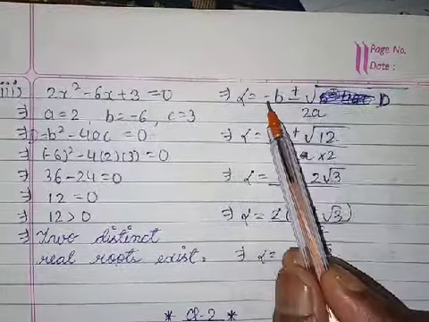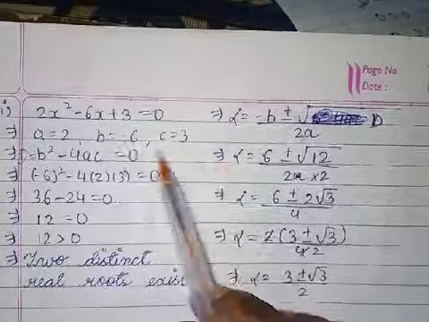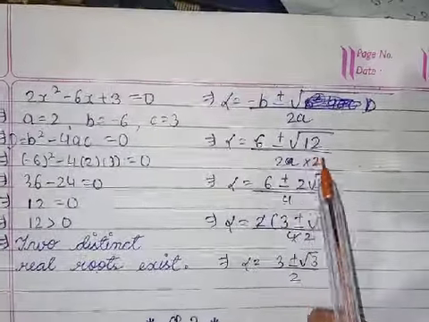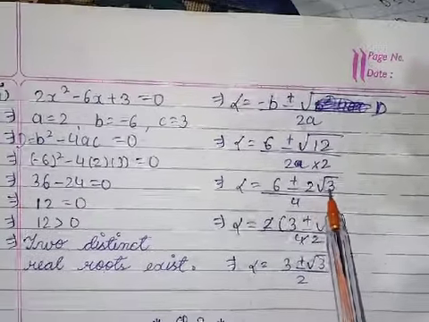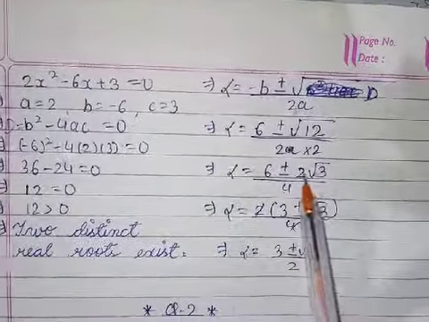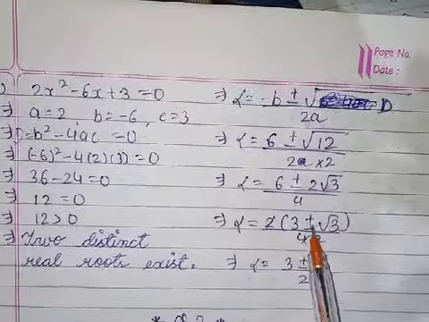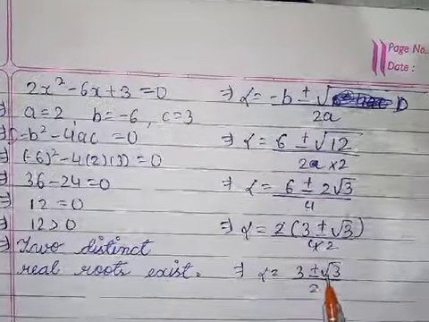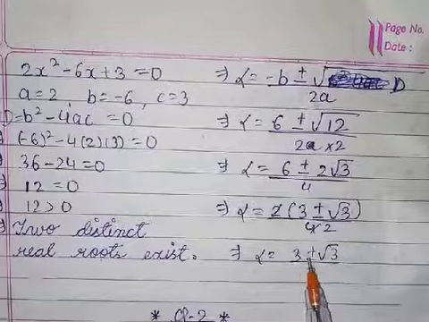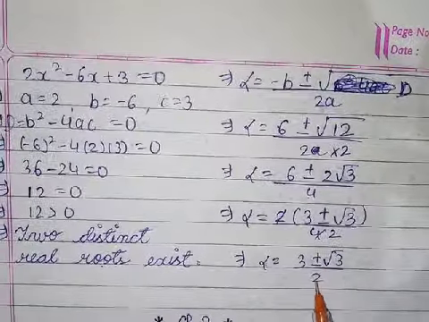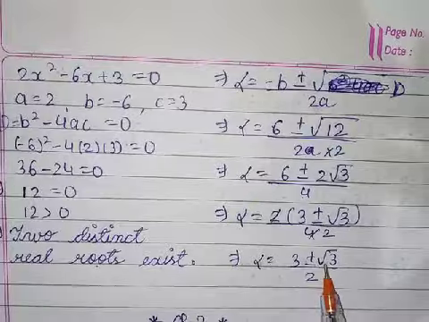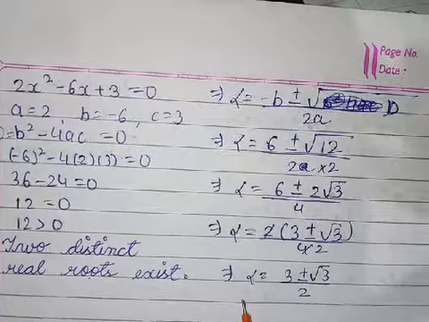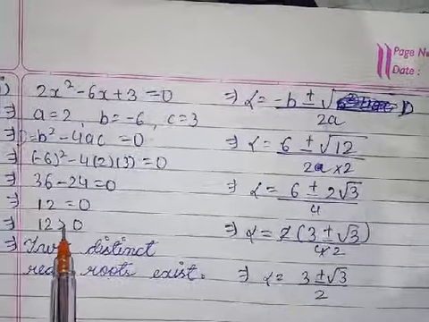So you can find minus b, that is minus of minus 6 plus minus root 12 upon 2 into 2, that is 4. What is root 12? 4 into 3, so 2 root 3. Now if you take 2 common, what will we get? alpha is equal to 3 plus minus root 3 upon 2. So there will be two values: one with 3 plus root 3 upon 2 and the second will be 3 minus root 3 upon 2. So there are two different values. Therefore the roots are real and distinct when D is greater than 0.